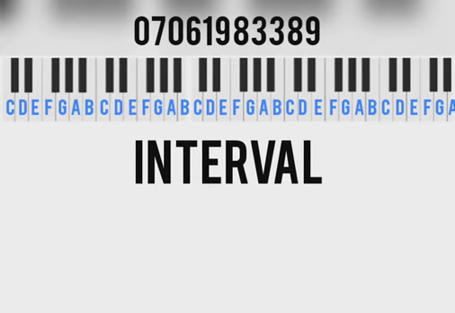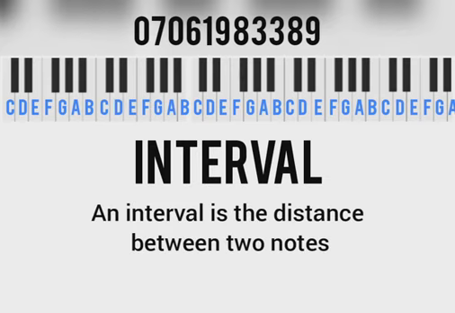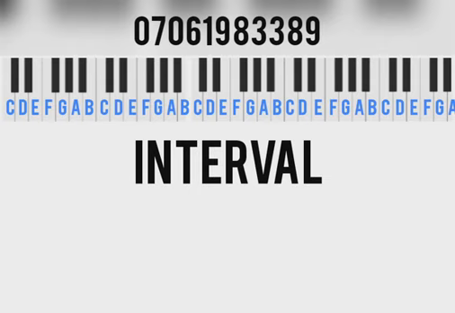Interval. Interval is one of the most important topics in music because with intervals you can derive scales and chords. An interval is the distance between two notes, for example, C to D. Two notes that are played one after the other or simultaneously. That will lead us to the types of intervals.